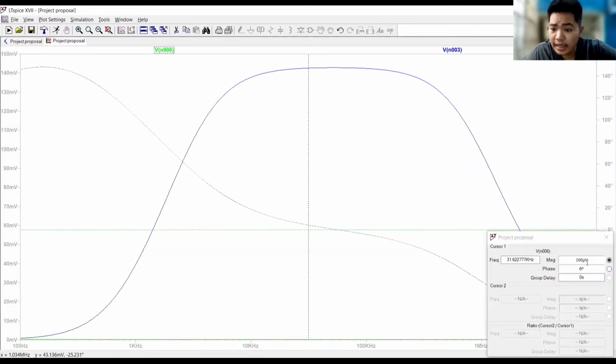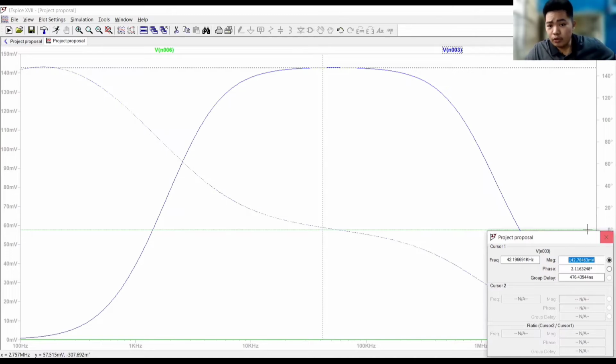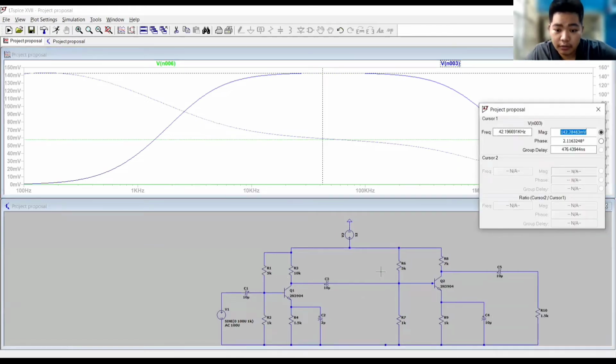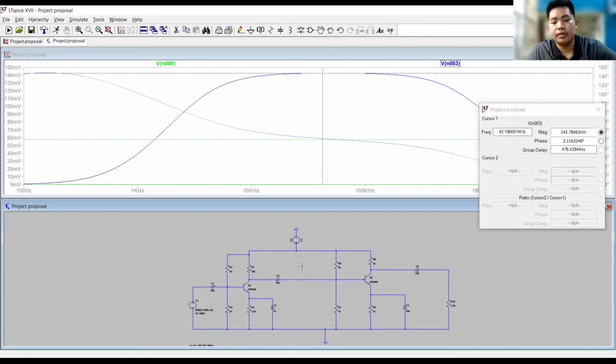So our V in has a value of 100 microvolts, and our V out peaks around 142 microvolts, which indicates that there is a voltage gain in our two-stage transistor amplifier. Now, if we want to get the actual voltage gain of the amplifier, we need to plot each stage and compute for AV. So we need to do it one step at a time.